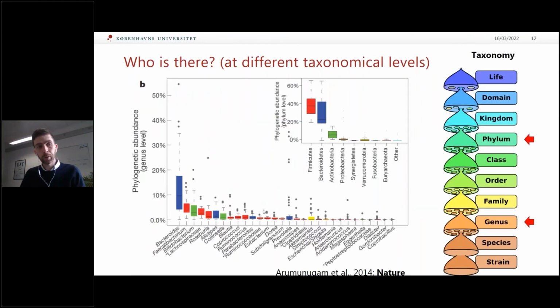So, for example, when we look at who is there, you see here at genus level, which is the taxonomy level that you get from 16S sequencing, the percentages of the different genus groups. You can also look at the microbiome at phylum level, and then you get profiles that look like this.